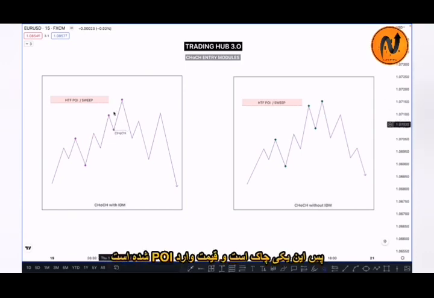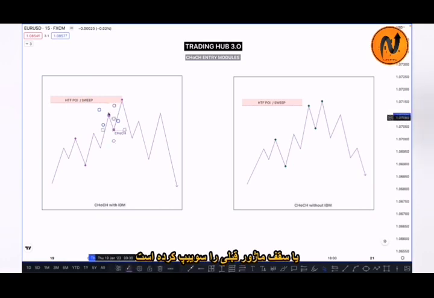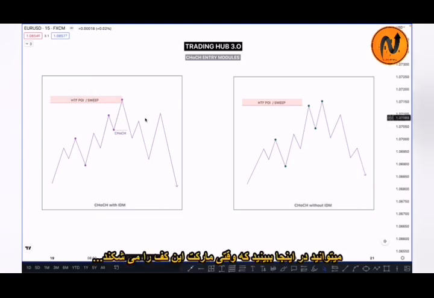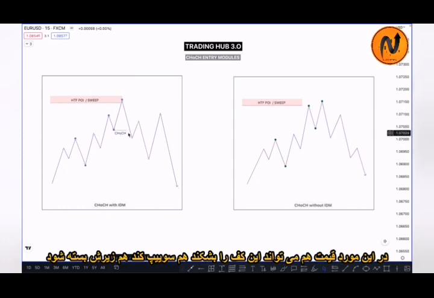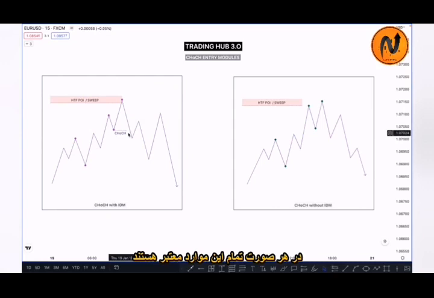So this one is our change of character, and price taps on your PD zone and maybe sweeps the previous major high. You can see here when the market breaks this low, price can break this low and sweep and close below it. It doesn't matter, in both scenarios these are valid, but you have to wait for additional confirmation from the inducement. If price creates inducement, then you can sell.